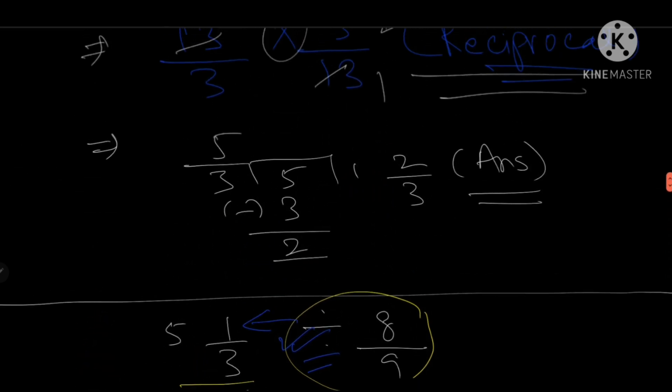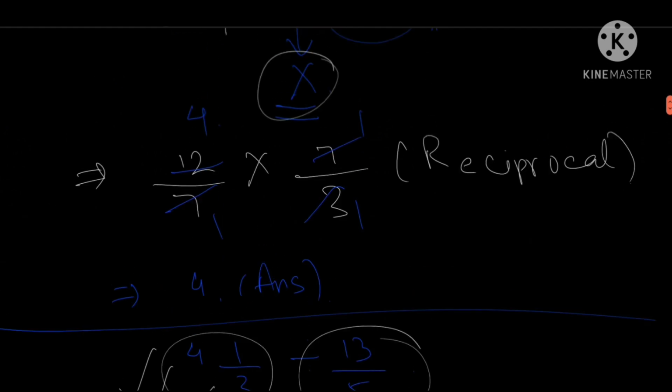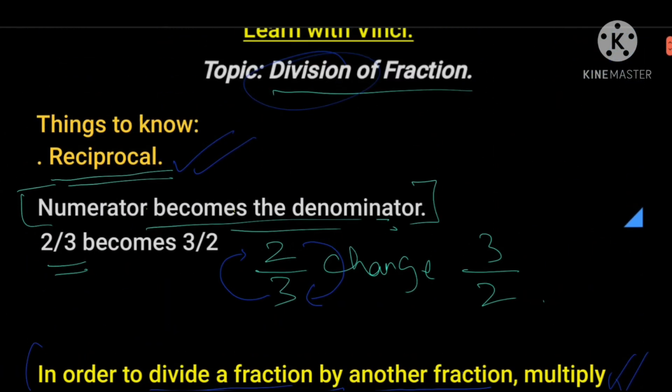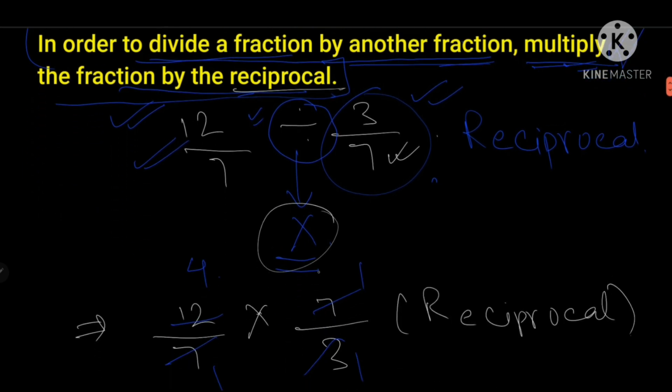I hope that these 3 examples have made your concepts clear for the concept of division of fractions. For that we have to know reciprocal, which we have already learned, and then in order to divide a fraction by another fraction, we have to multiply it with its reciprocal. Okay? Remember this formula. I bet in the whole world that your sum will never go wrong.